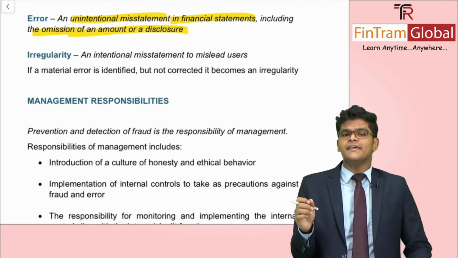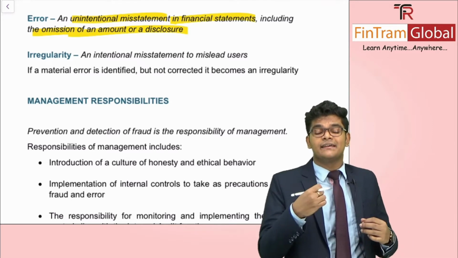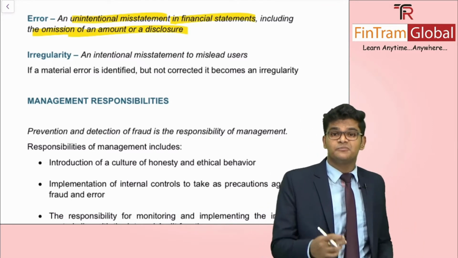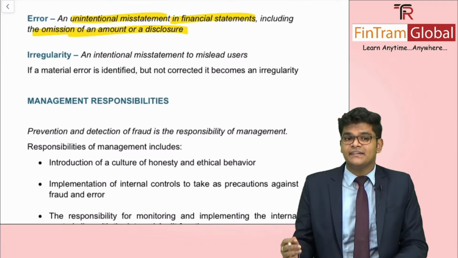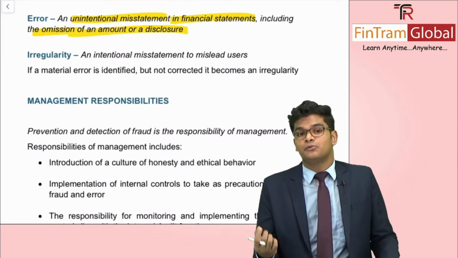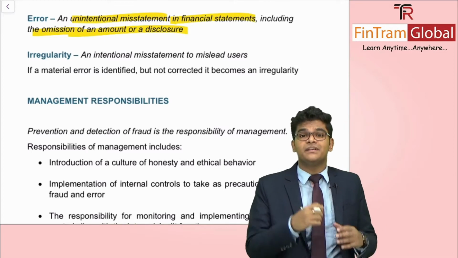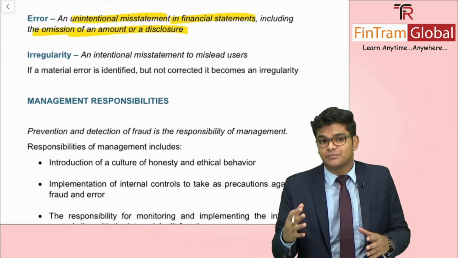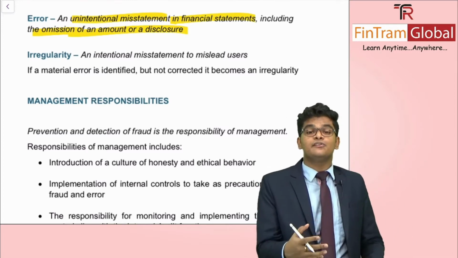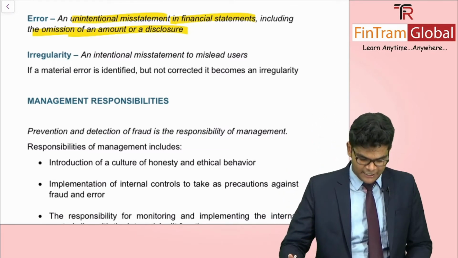However, it not only involves a mistake made regarding the amounts or financial figures, but it can also be an omission of a disclosure. So there was a relevant aspect that should have been disclosed. However, the management missed out on it. Now that can be said to be an error. So keep this in mind.